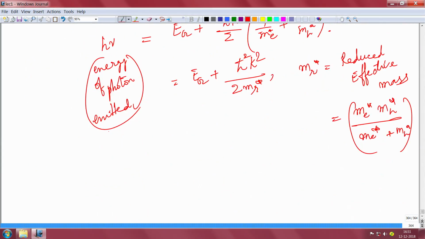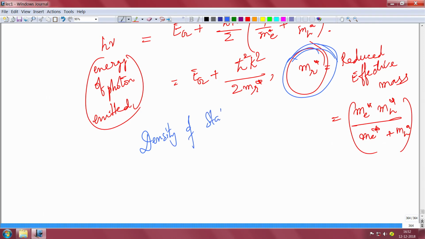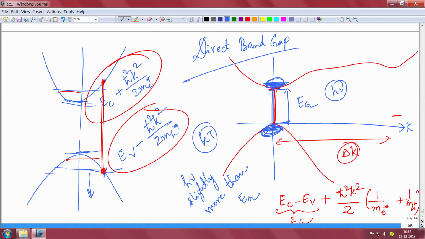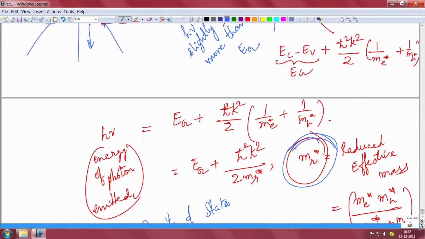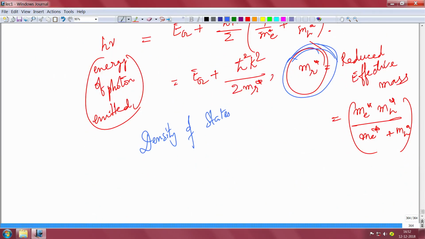Now you use this reduced effective mass for all calculations of LEDs and other things. Okay, so you remember density of states from your earlier classes. In an LED, because it involves an electron and hole that are recombining between the conduction and valence band, you can talk of them together with reduced effective mass, and the corresponding density of states is called joint density of states.